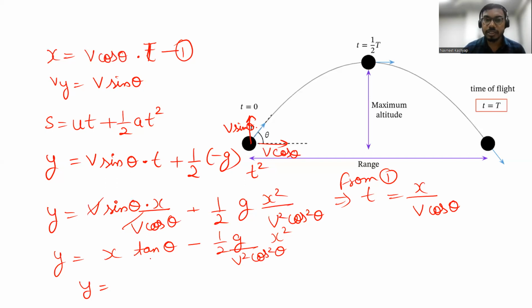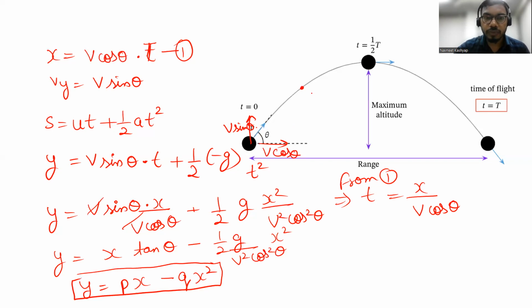So if we see this, tan theta is constant, let's denote it by p. So this term will become px. Similarly, gravitational acceleration, initial velocity and initial angle are constant. So when we put that, we can take that overall as a constant q. So it becomes qx square. So what we see, the equation for the motion is y is equal to px minus qx square.